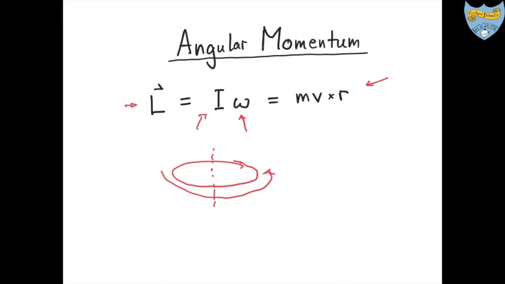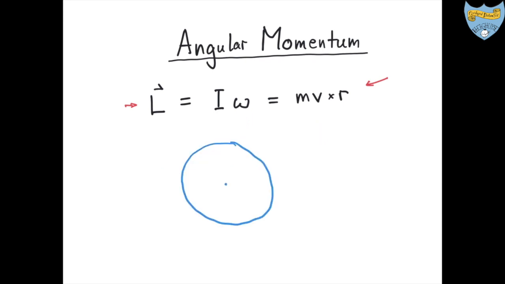The mv cross r over here, though, is what we would use for something like a projectile that has angular momentum. A projectile can be said to have angular momentum under certain circumstances. Okay, so what are those circumstances? Well, let's ponder for a moment a merry-go-round. So here's a merry-go-round viewed from above.